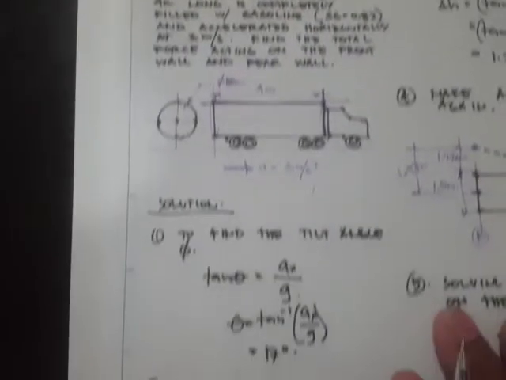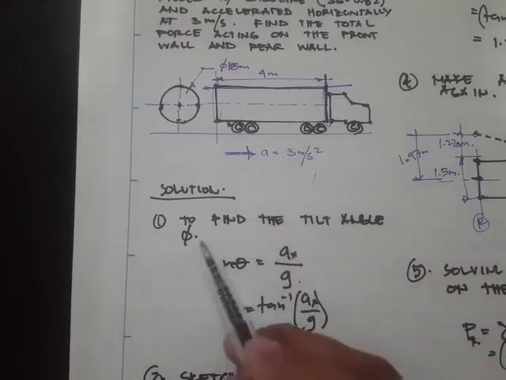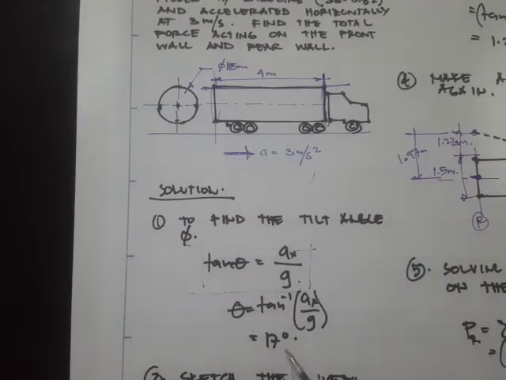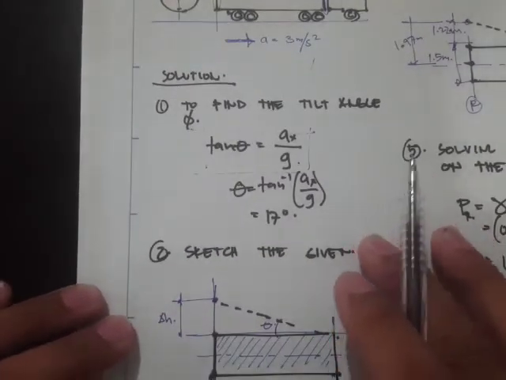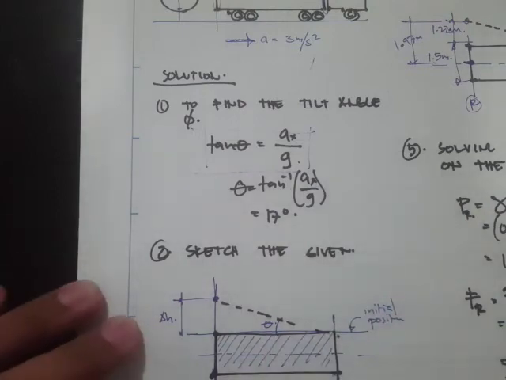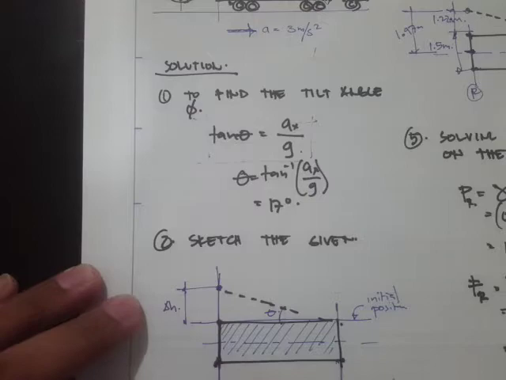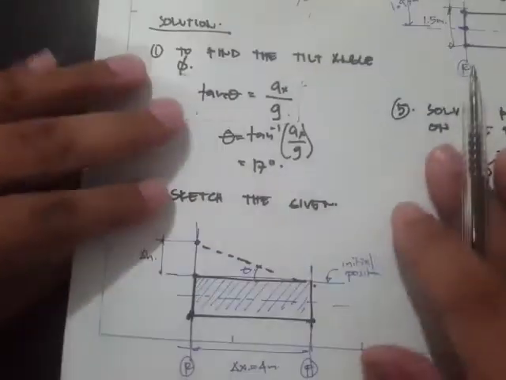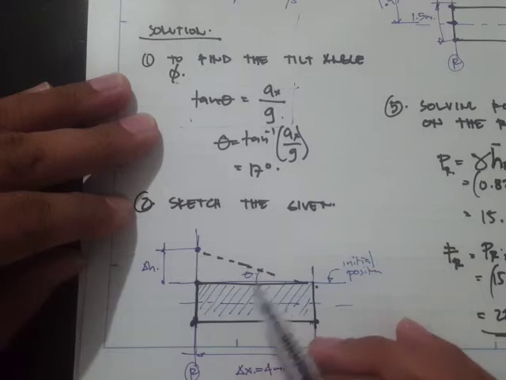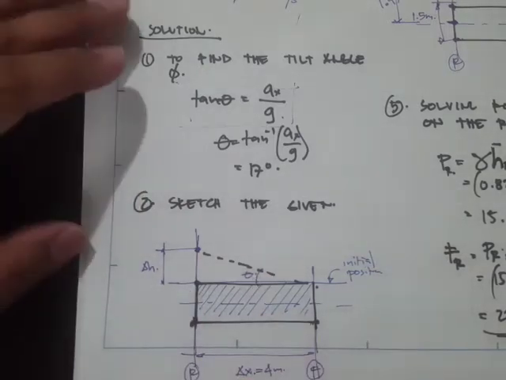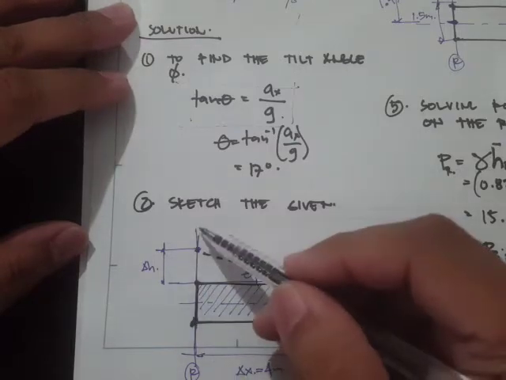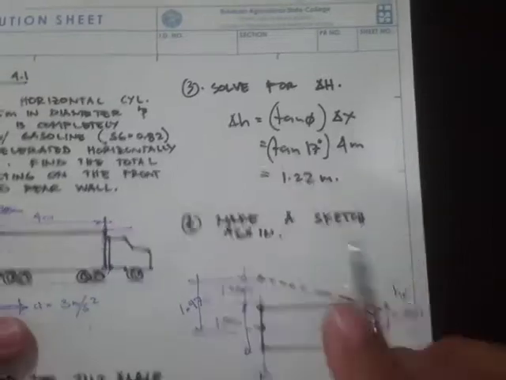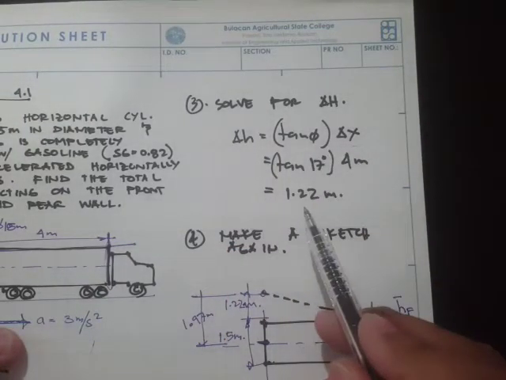Okay, so first what we did is, since we are given the value of acceleration, then we can use this relationship that tangent theta is just equal to ax all over g. So we first solve that to find the inclined angle, and then we sketch the given so that we can visualize which unknown can be solved directly. And then since here we have drawn that we have the tilt angle, we have the delta x, then we can find the delta h, because this is the key. Because once we've solved for the height here, then we can solve for the pressure. We solve for the pressure, then we can solve for the force. Okay, so we determined the height, and we got 1.22 meters.